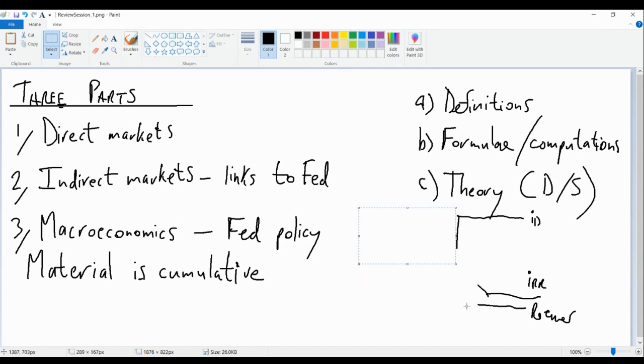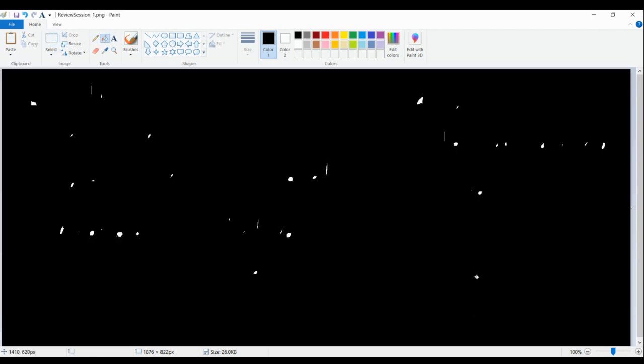Now, from part 3, I already drew it. The main theoretical innovation from part 3 is precisely this demand and supply, the aggregate demand, aggregate supply model. Oops, what happened there?